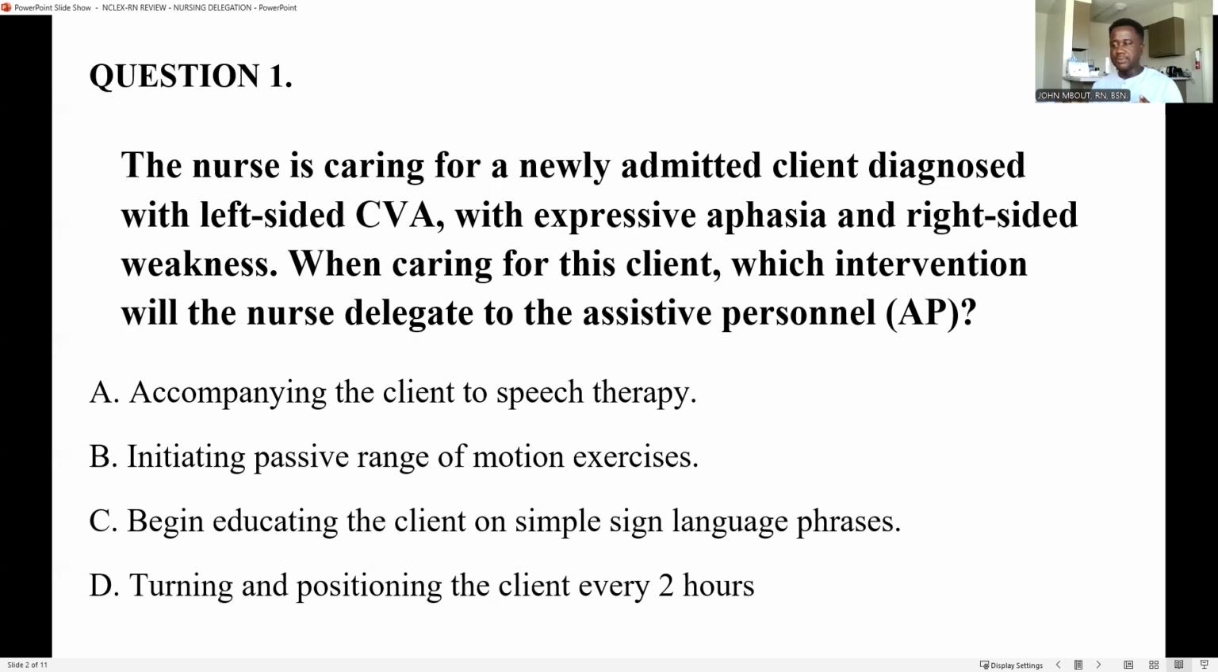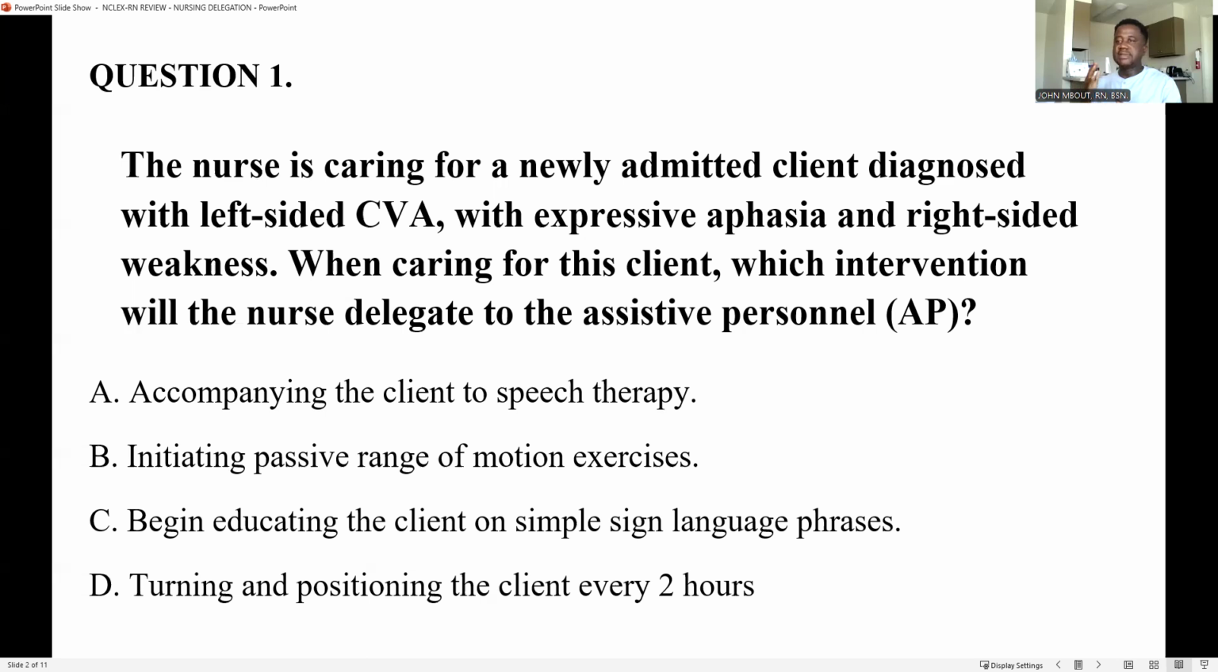Which is the right answer? The right answer will be D. Turning and positioning the client every 2 hours. I'm going to give you the various responsibilities for an RN, an LPN, and an assistive personnel. Now, an AP or UAP is taught proper positioning skills. Although this activity should still be supervised, this is the right thing to assign to this personnel.